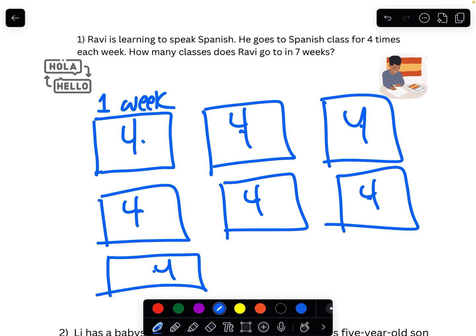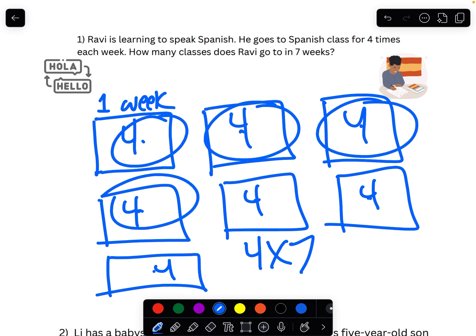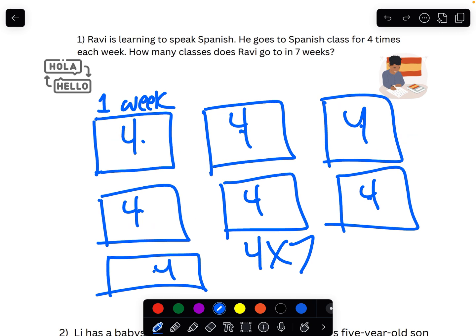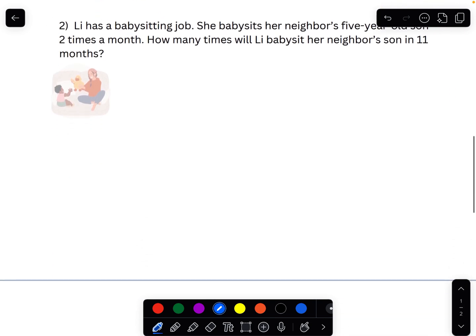7 times. I can use a multiplication chart if I don't know my multiplication facts to do 4 times 7. I can add up all the numbers if I want to take the time to do that. And I can just see 4 times 7 is 28. So Ravi goes to class 28 times over 7 weeks. Let's move on to the next problem.